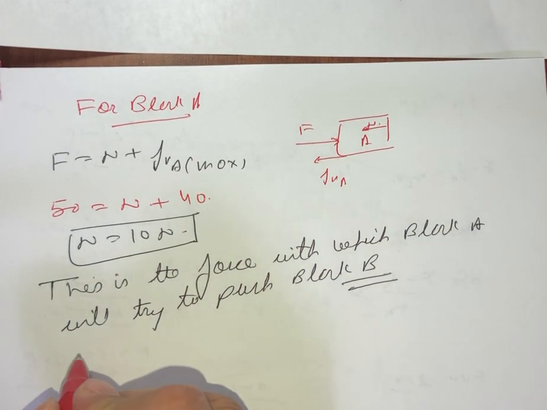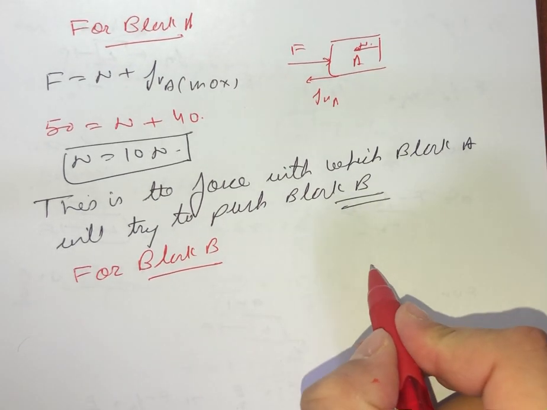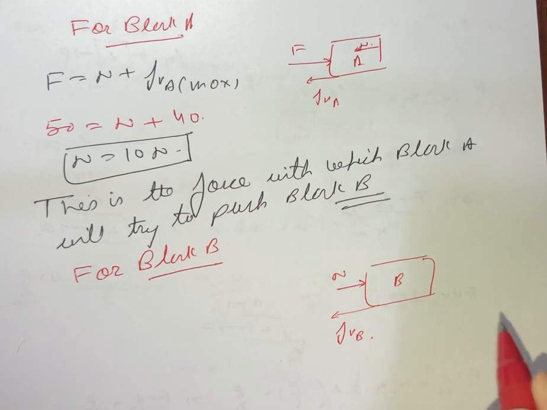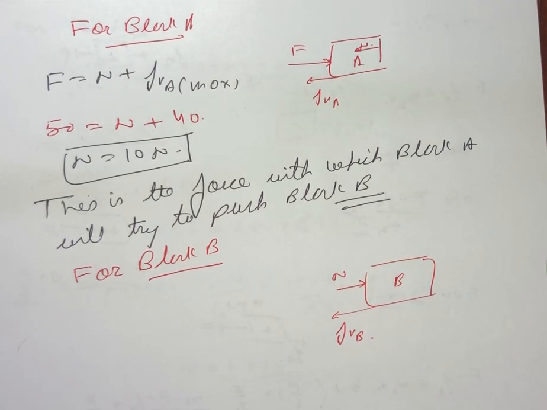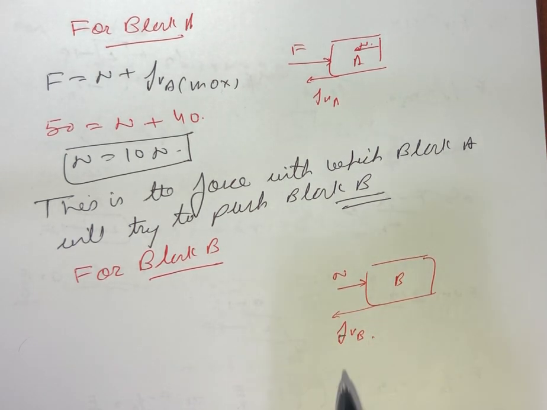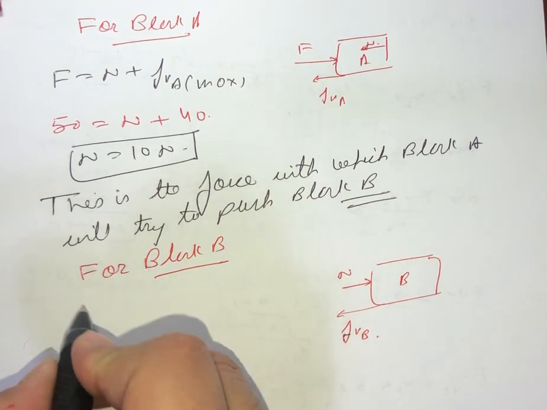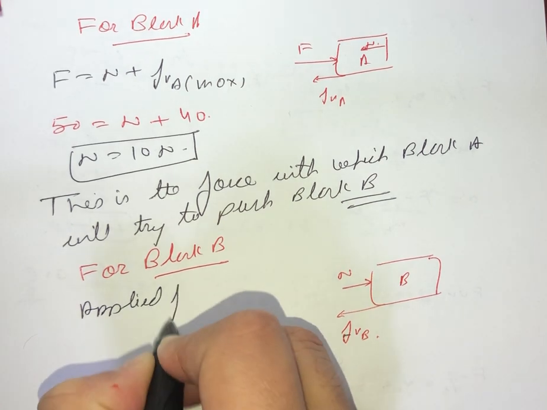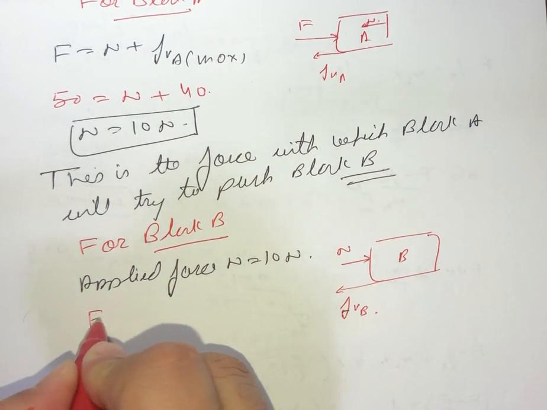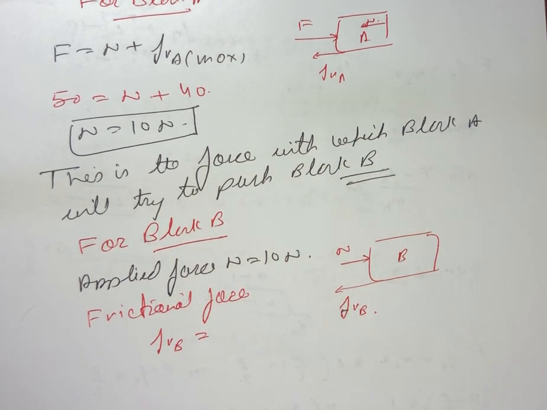So we can draw the diagram for block B. For block B, this will be our block B and normal, FRB. So here the force which is being applied on block B is 10 Newton, whereas FRB was 20 Newton. You can see applied force, normal is 10 Newton and frictional force FRB is 20 Newton.